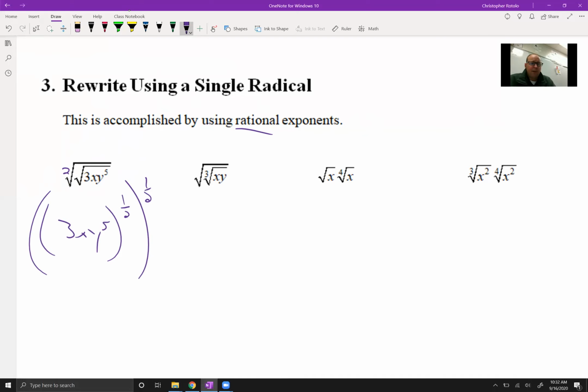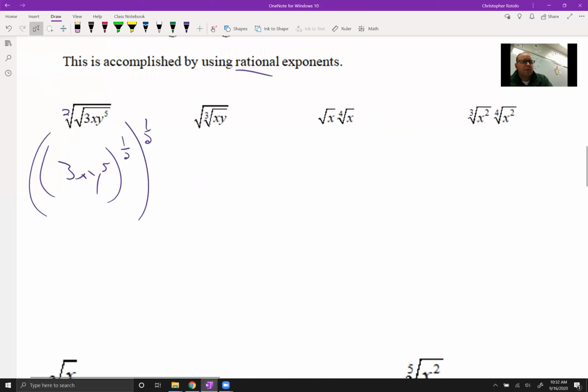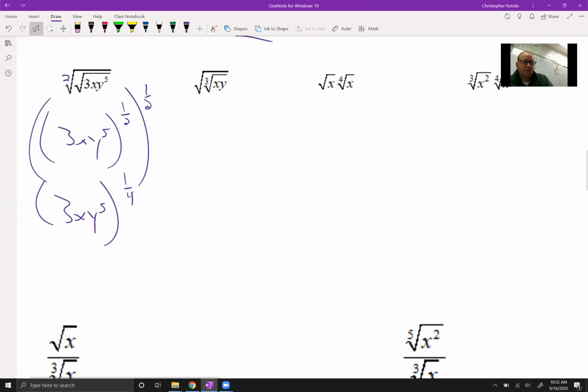Okay, so we want to rewrite using a single radical. So what should it be? Right. So power to power, we're going to multiply. So this is 3xy to the 5th to the 1/4. So as a single radical, it should be the 4th root of 3xy to the 5th. And so once you see this once or twice, you kind of get the idea of what's happening.